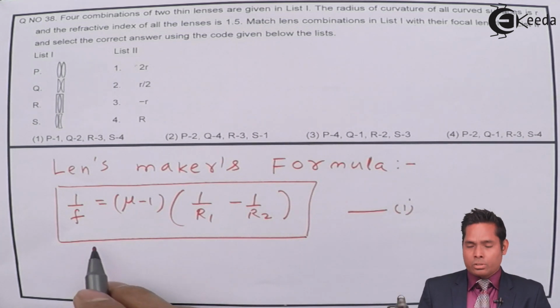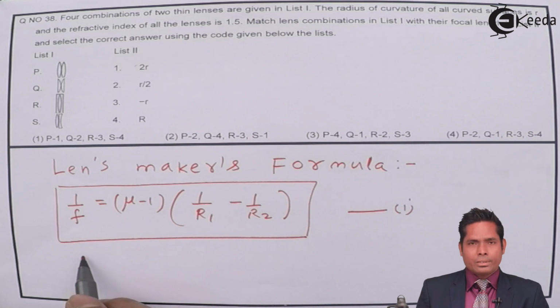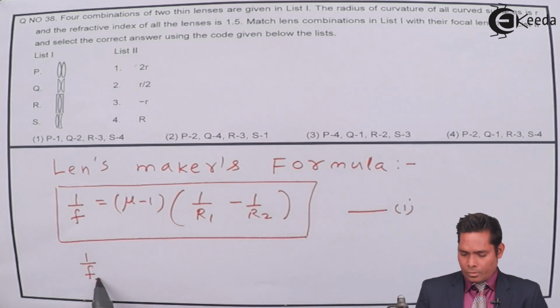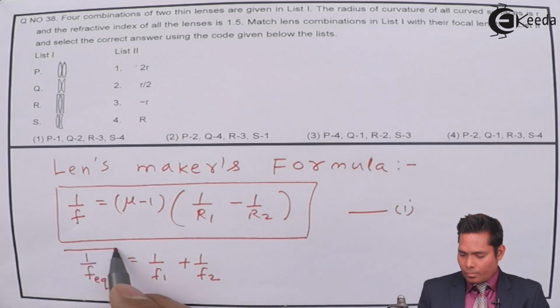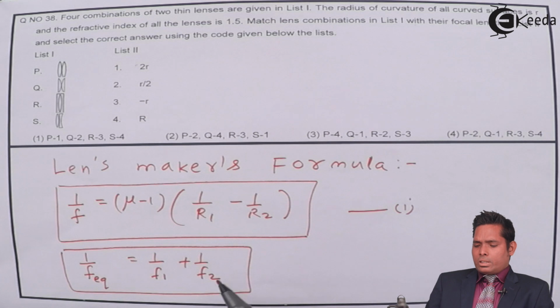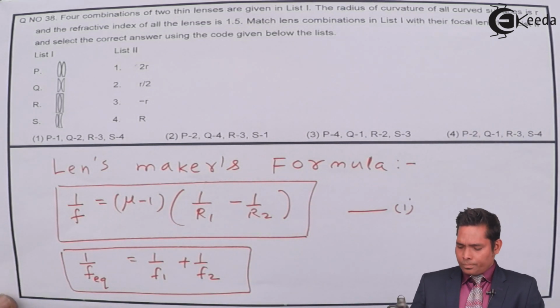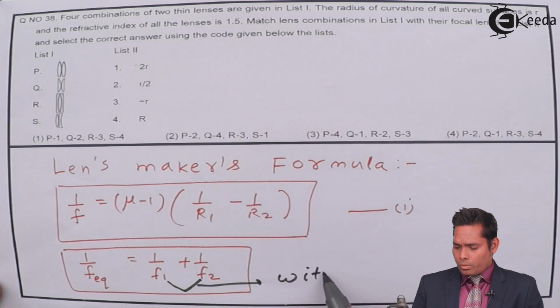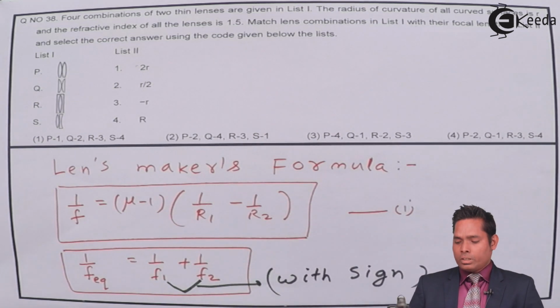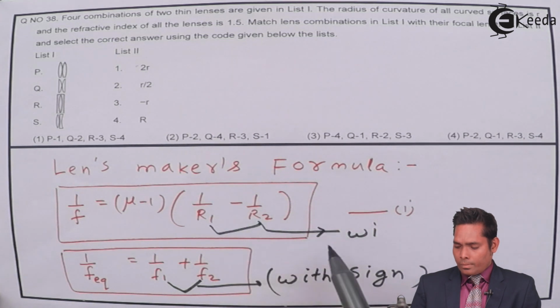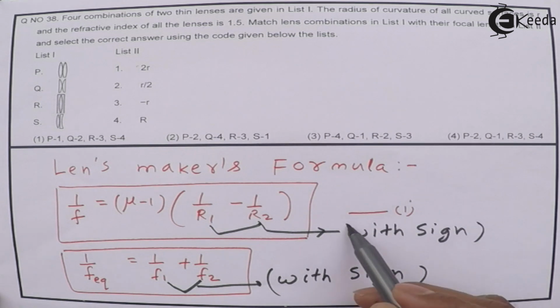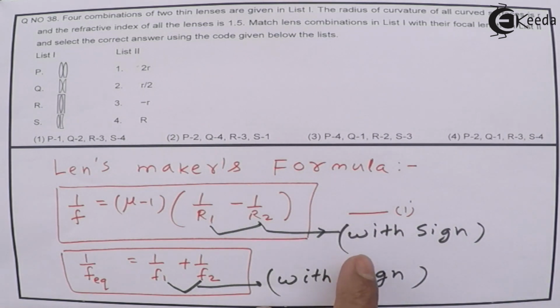Another formula we are going to use is for the combination of lenses. The equivalent focal length. For 2 lenses we have to use this formula, with f1 and f2 put in with sign. While using this formula, we must keep in mind that we have to use sign convention.